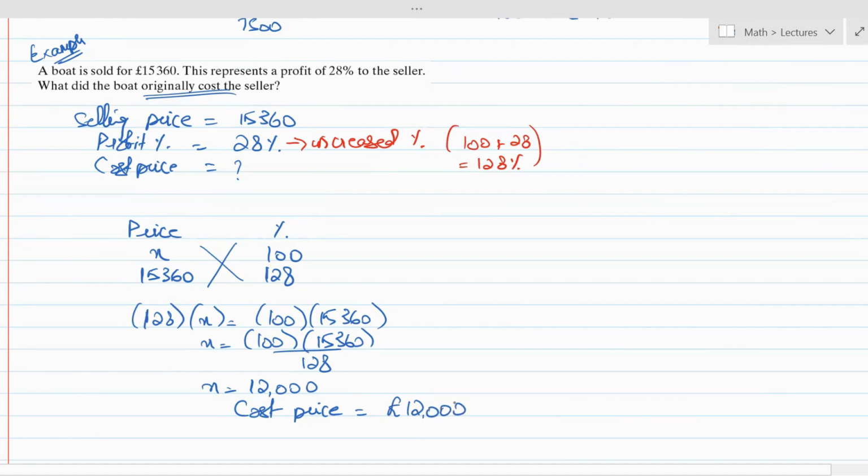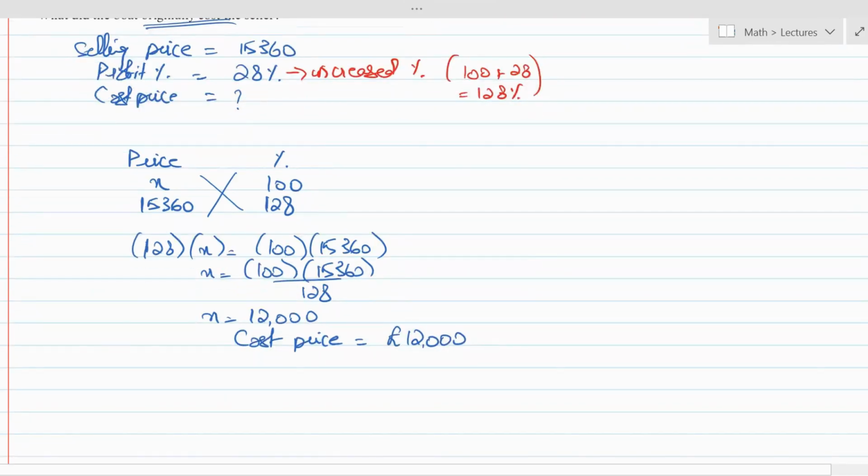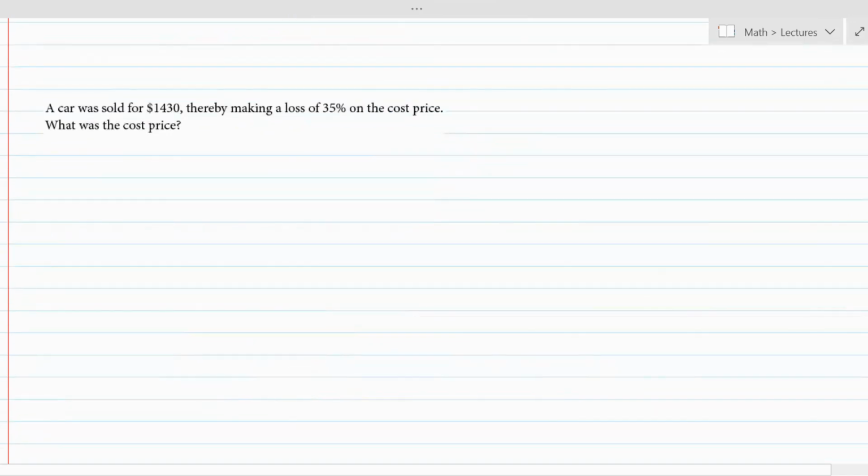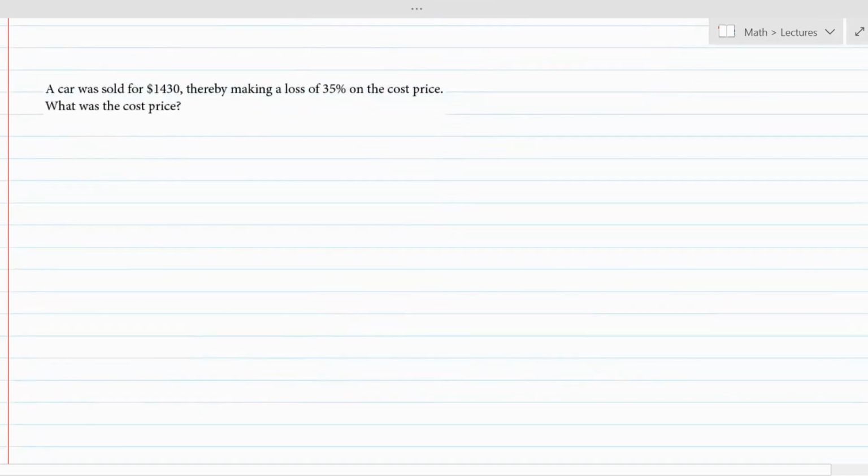In a way, we have done the reverse engineering here also. With the increased value given to us, we have found the original value. We use this reverse percentage method to find the original price or the cost price. One more question.